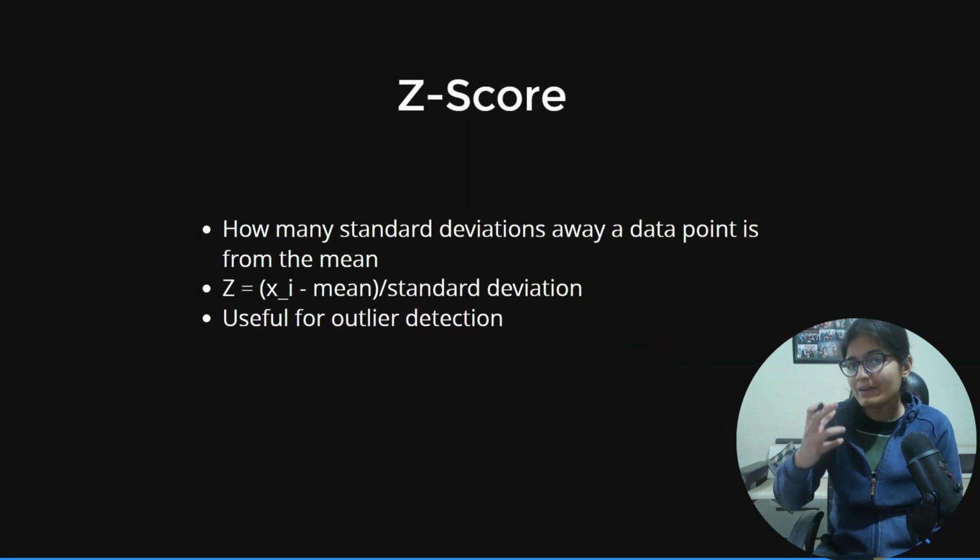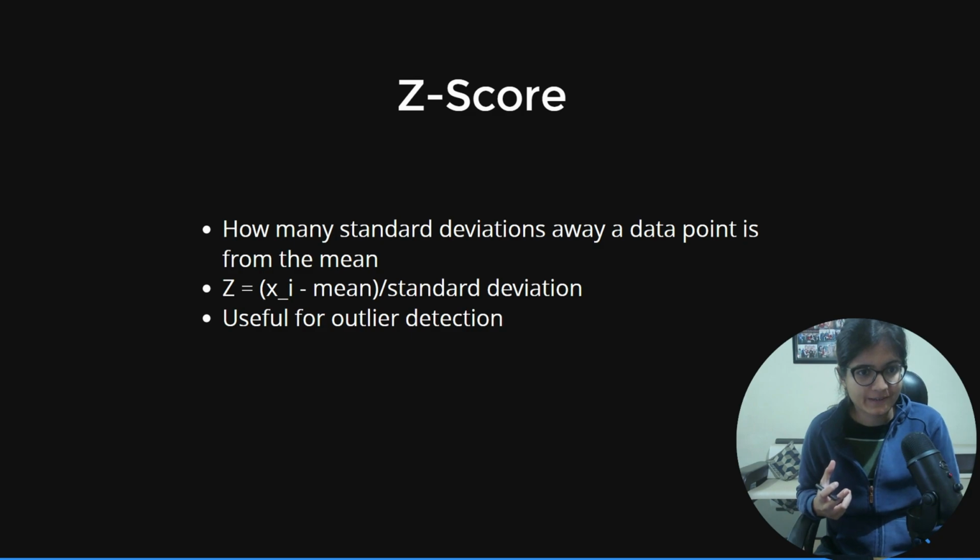Now, suppose I provide you a set of data points, how will you get the value of Z? The simple formula is Z = (xi minus mu) divided by sigma. Mu is nothing but the mean, divided by the standard deviation.